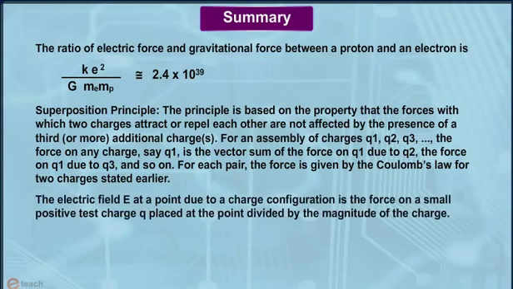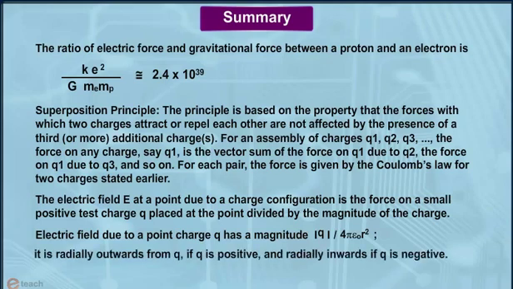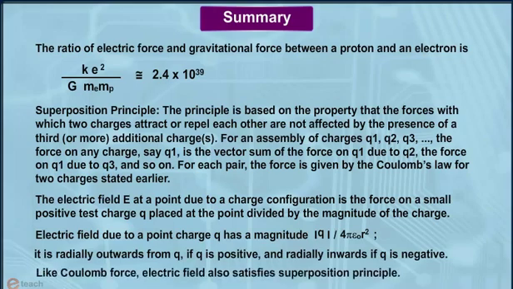The electric field E at a point due to a charge configuration is the force on a small positive test charge q placed at the point divided by the magnitude of the charge. Electric field due to a point charge Q has a magnitude as shown. It is radially outwards from Q if Q is positive and radially inwards if Q is negative. Like Coulomb force, electric field also satisfies the superposition principle.